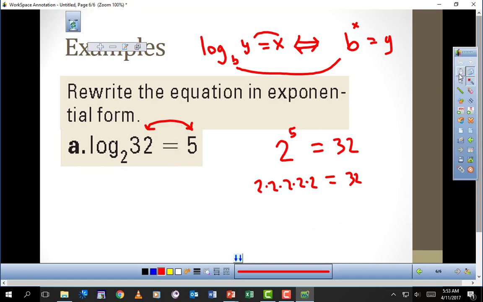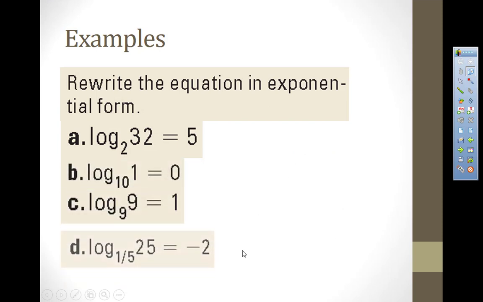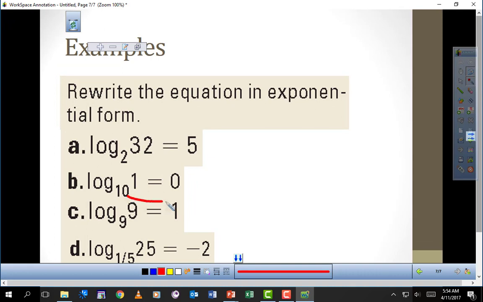Okay, so let's move on to the second example. I'll put a few more of these up here. Okay, so what's this one mean? Well, remember the key to all of these is that you keep the base. So the base is the same. And so I'm going to write 10, and then these two switch places. So 10 to the 0 is equal to 1. And of course you know that because any number to the 0 power is equal to 1.